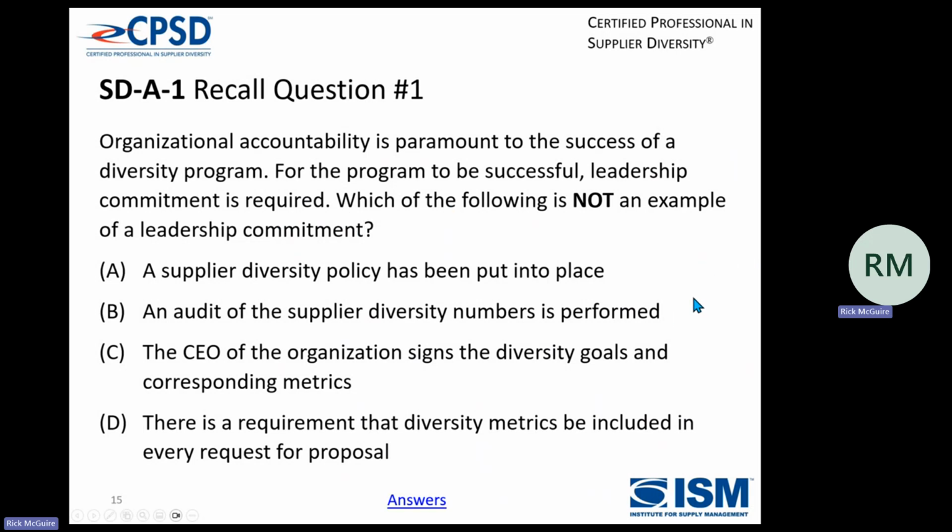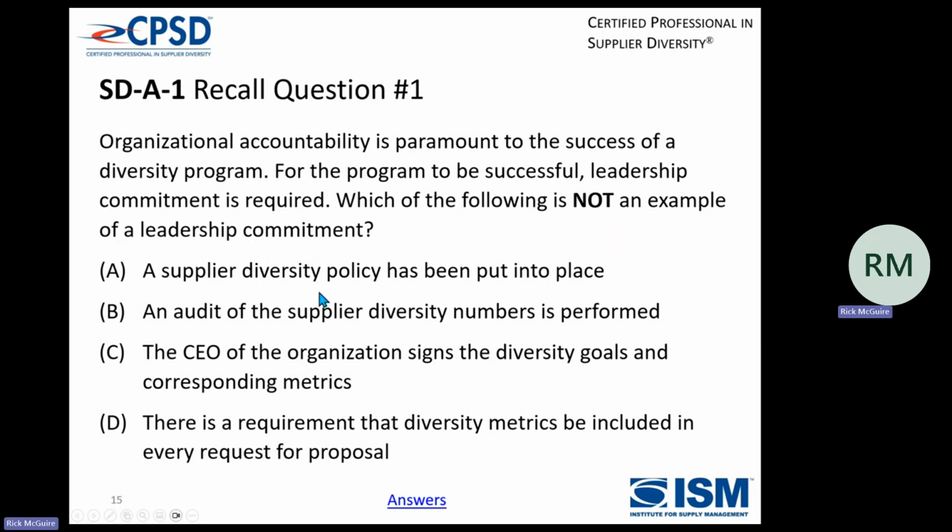Group questions. Organizational accountability is paramount to the success of a diversity program. For the program to be successful, leadership commitment is required. Which of the following is not an example of leadership commitment? This is a negative type of question. ISM doesn't use them as much anymore, but you may see them. So we're looking for not an example.